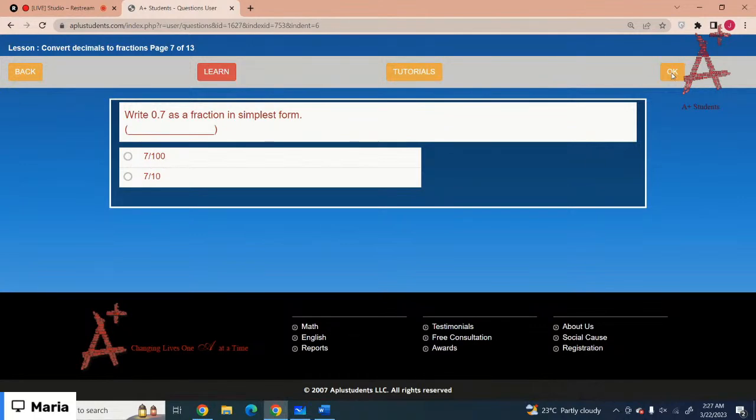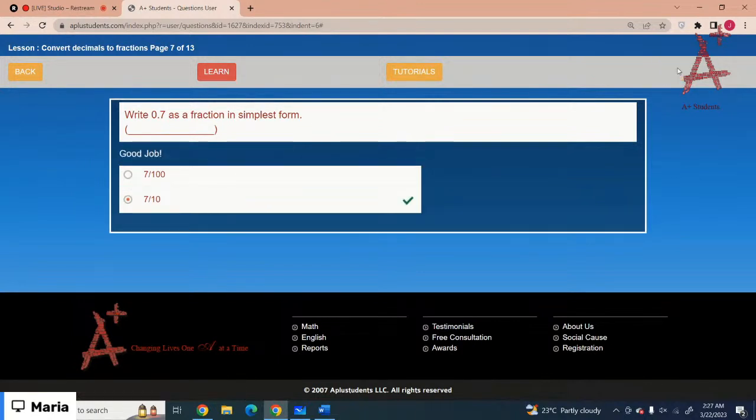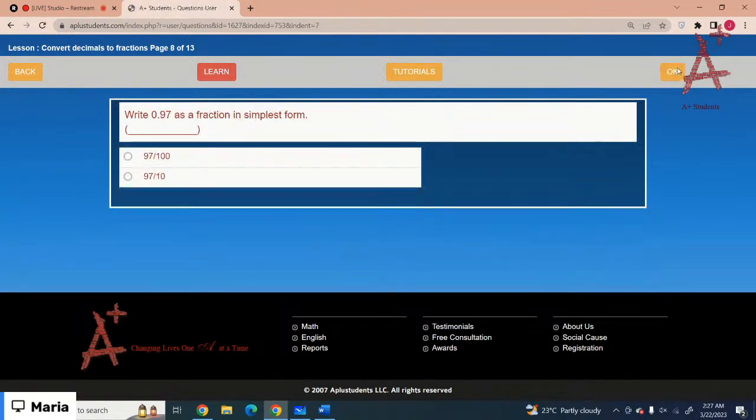So which is the correct option? It is 7 over 10. Because you have just one digit, so you need to add just one zero. So it would be 7 over 10. Sorry, not 100. Okay, 0.97 as a fraction in simplest form.